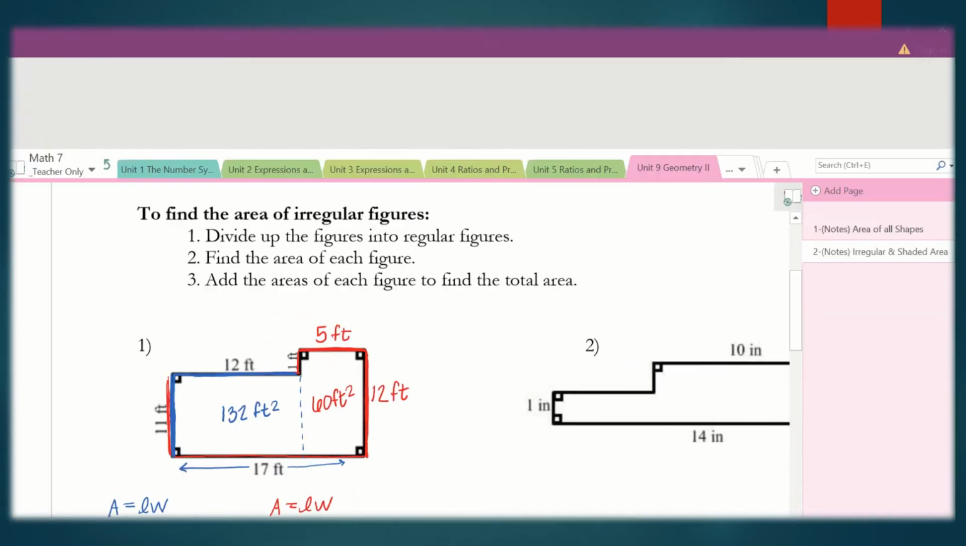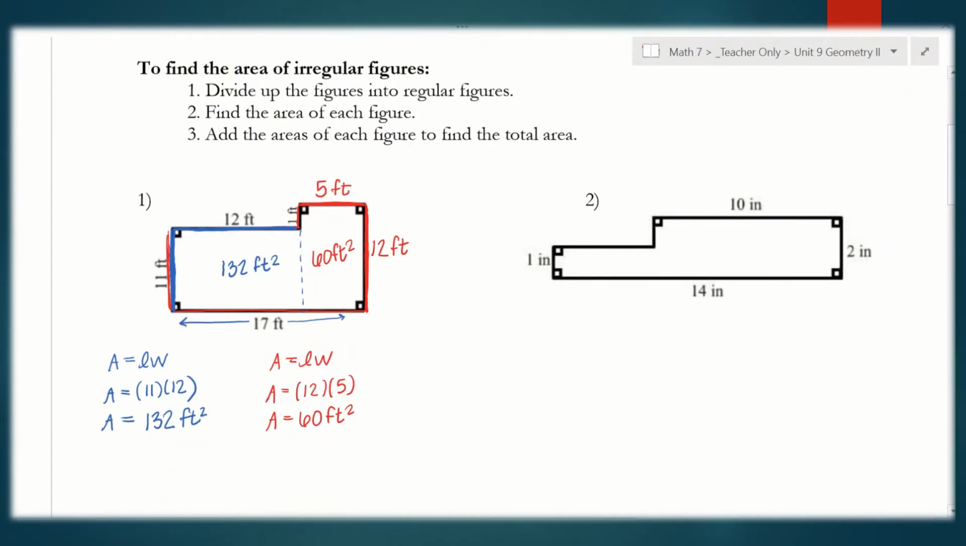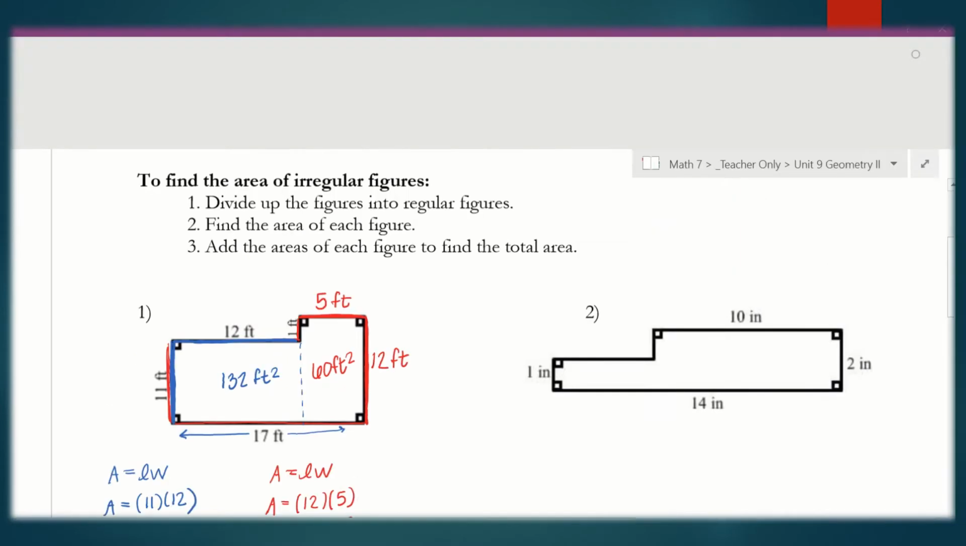Okay, so the last step is to add the two areas together. So 132 plus 60 would give me a total area of 192 feet squared. Okay, so again, you're taking it, you're splitting it into two shapes that you know how to find the area of, and then you're adding the two areas together.